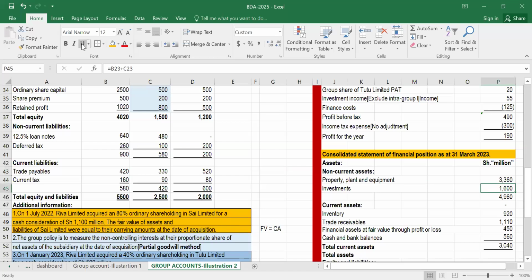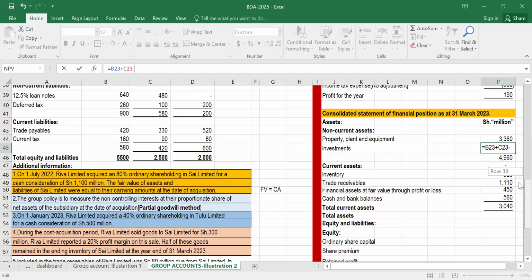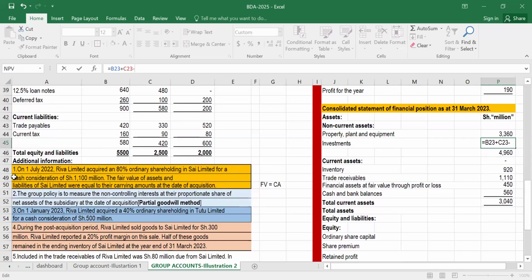Then below that, what do we have? We have investment. Now, this investment automatically, the examiner will not tell you, but this includes the purchase consideration paid in acquiring shares of the subsidiary and also the purchase consideration paid in acquiring shares of the associate. So therefore, of this 1600, we are going to deduct, first, the amount which was paid in acquiring 80% shareholding in the subsidiary, which is given in note 1 here. The purchase consideration which was paid is this one, 1100, which is part of this figure. So we deduct it there.